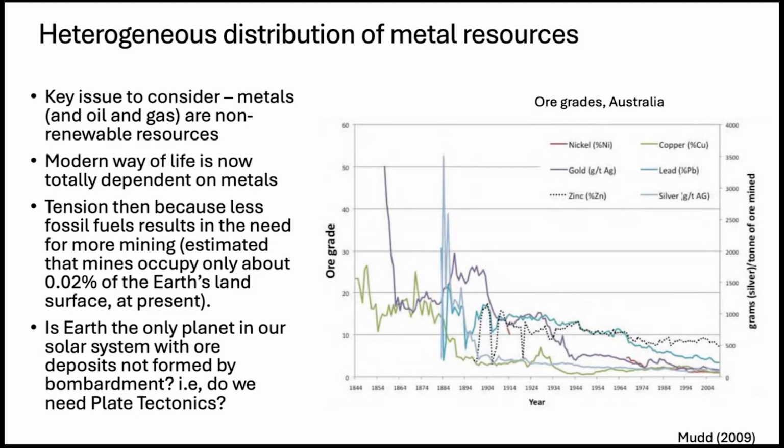The chart shows ore grades for Australia, but this is sort of true globally. It just happened to be the nicest figure I could find, going back from 1844 up to the near present. And what you can see is that over time, for most commodities, the ore grade that's being mined, or that is economic, has decreased.